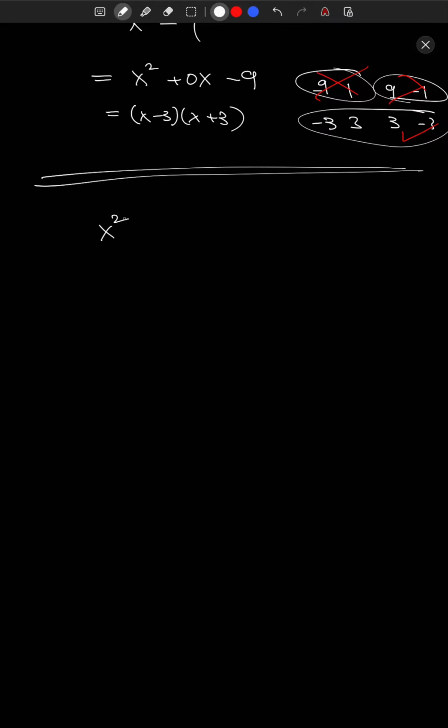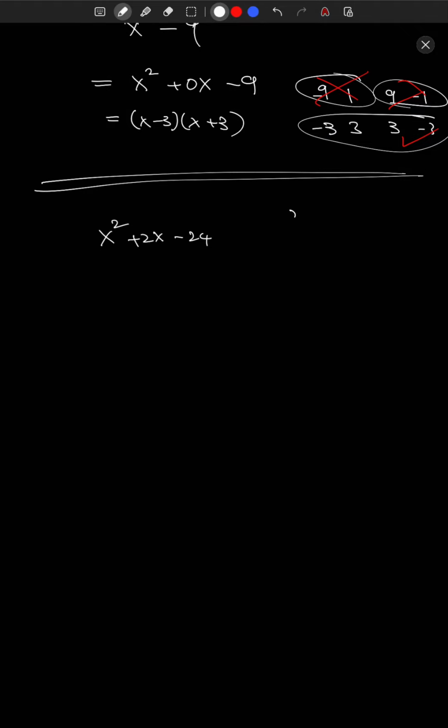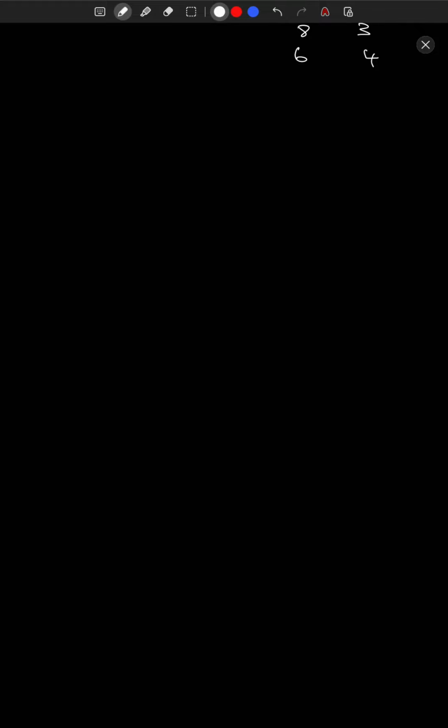Actually, let me do one that's a little more complicated than the ones we've seen. So let's say x squared plus 2x minus 24, right? Because all the ones I've done so far, there's only a very few possibilities. I want to do one that has a few more possibilities. Because 24 here can be broken down in many ways, right? 24 and 1, 12 and 2, 8 and 3, 6 and 4, nothing more than that, right?